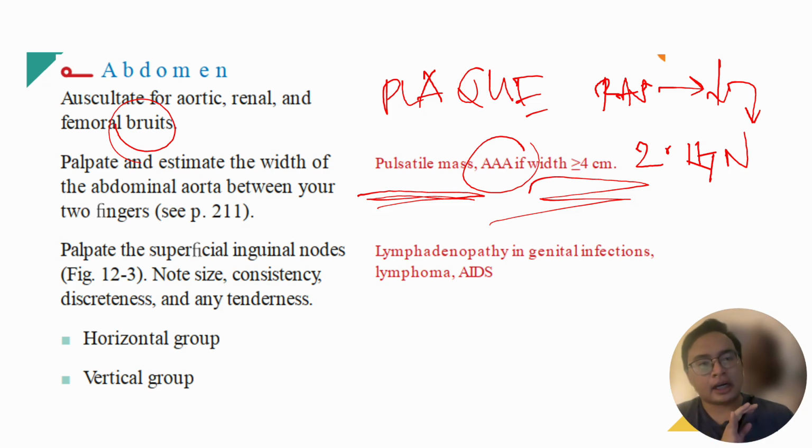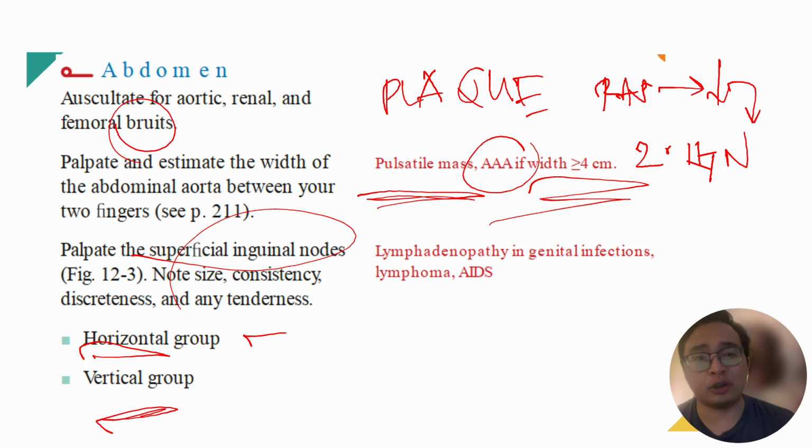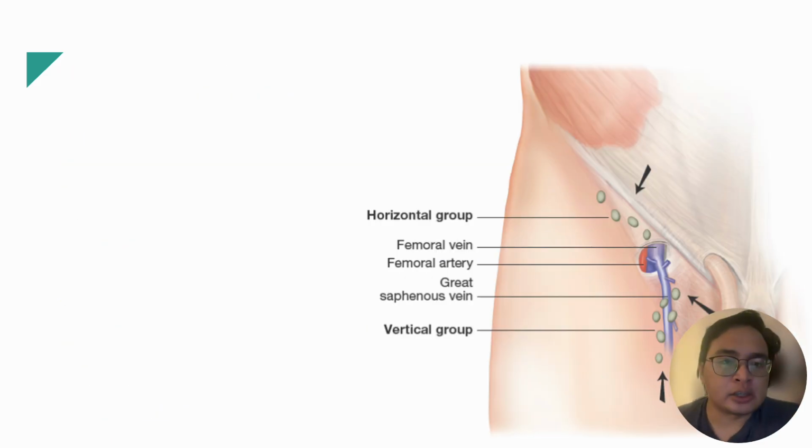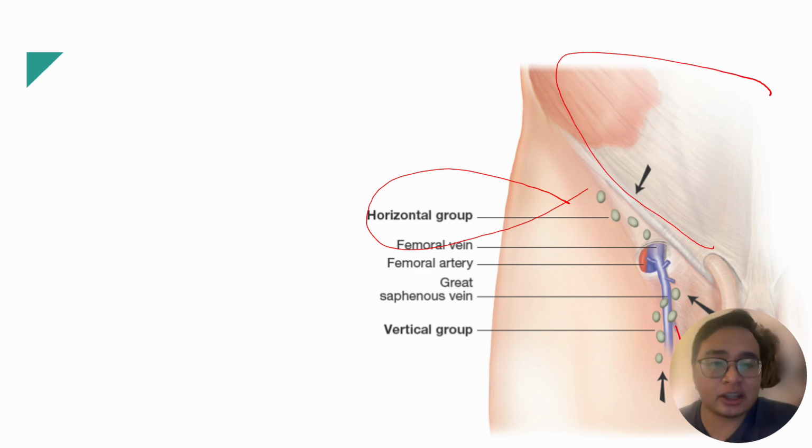So, aside from the abdominal aorta, you also need to palpate for the superficial inguinal nodes. Remember, there are two groups, the horizontal group and the vertical group. The horizontal group drains the abdomen and the anogenital area, while the vertical group drains parts of the leg. Okay? If there are any lymphadenopathies there are many causes, of course, but if it's in the horizontal group, for example, it could be a genital infection. Okay? Aside from that, it could also be a lymphoma or AIDS. So remember this, in the horizontal group, it drains the abdomen as well as the anogenital area, but the vertical group drains the legs.